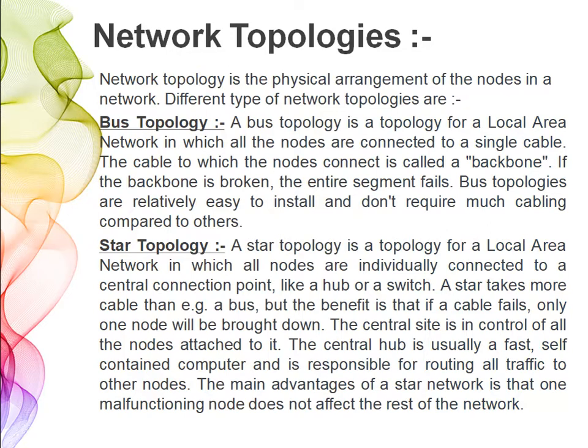Next we have star topology. It is the most used topology. A star topology is a topology for a local area network in which all the nodes are individually connected to a central connection point. That central connection point can be a hub or a switch. A star takes more cable than the bus topology. In the star topology, you require more cables.